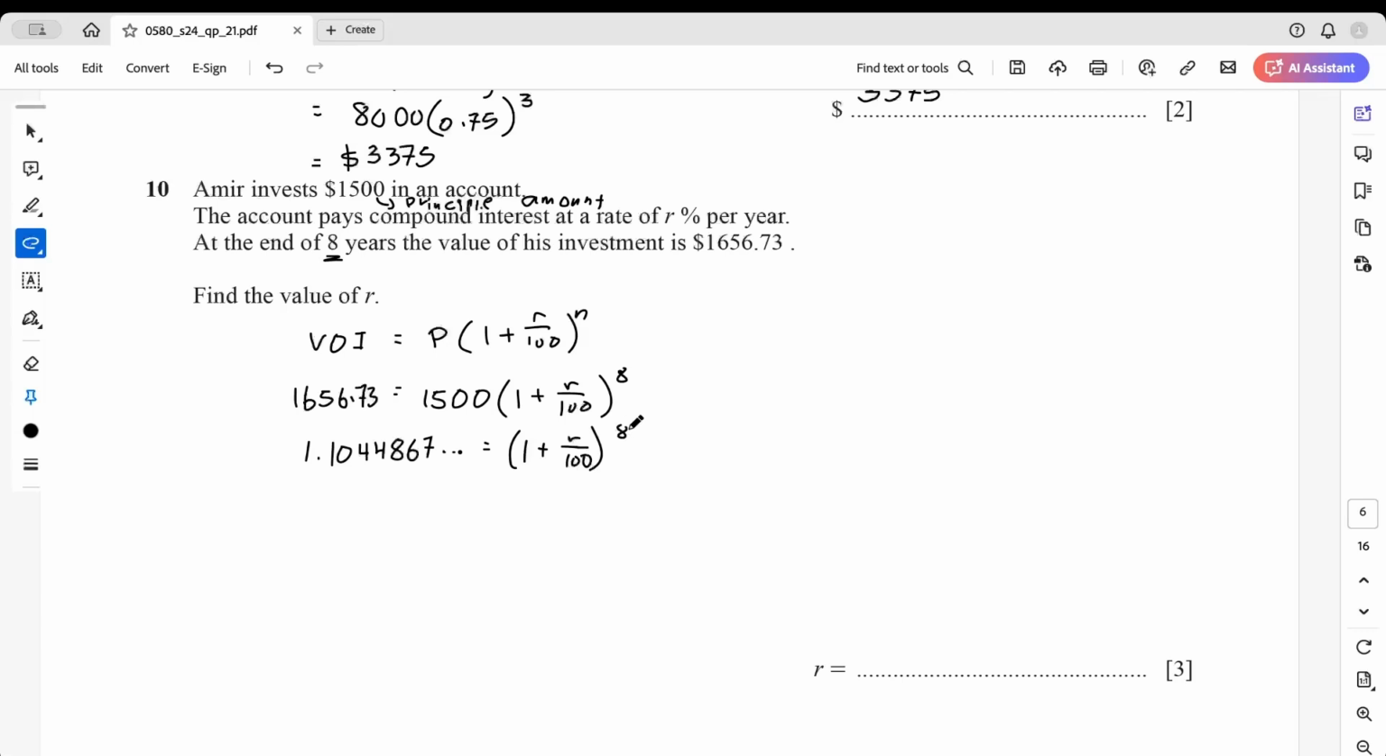And now we're taking the 8th root on both sides. Then you're left with 1.0125 equals 1 plus r over 100. Finally, doing a bit of simplifying gets you an r of 1.25.